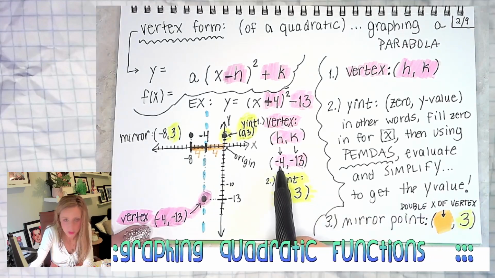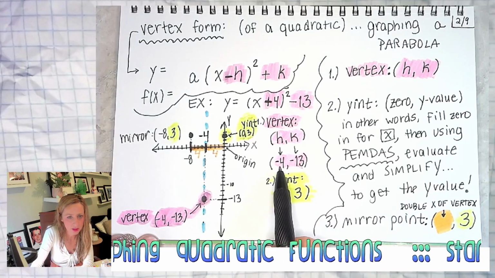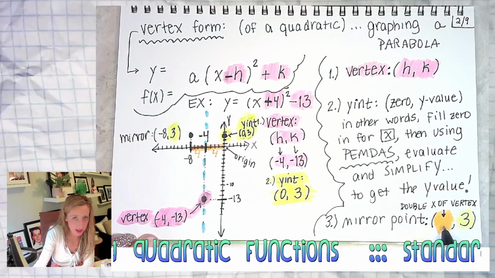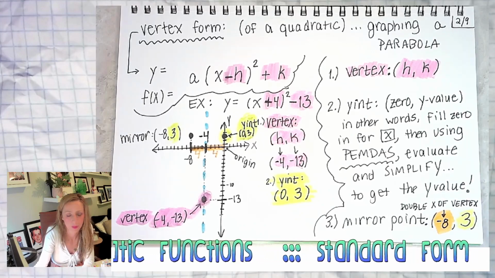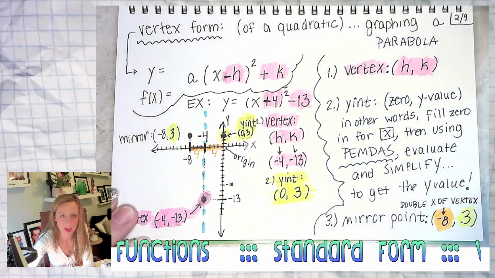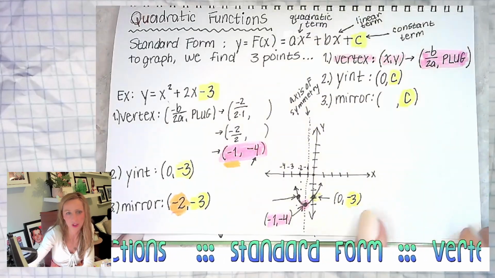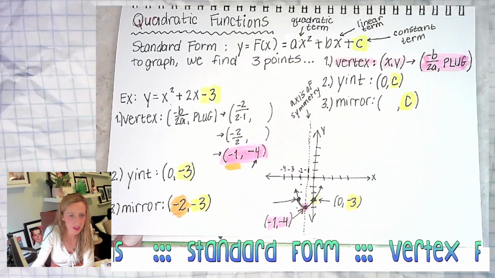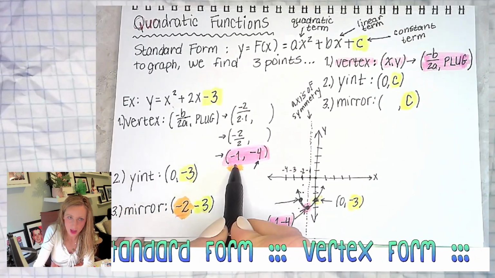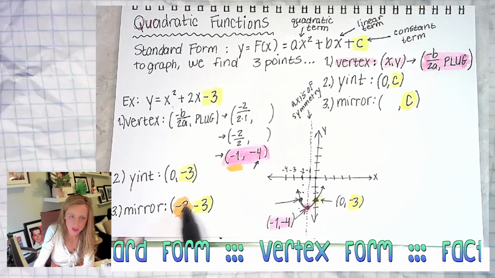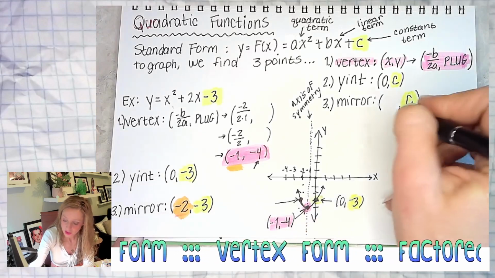So if the vertex was -4, then that doubled is -8. And if I flip back for a minute, that's what I was trying to see if we could figure out, but it's a little hard with 1. If we tried it here, look, the x of the vertex was -1. The mirror was -2.